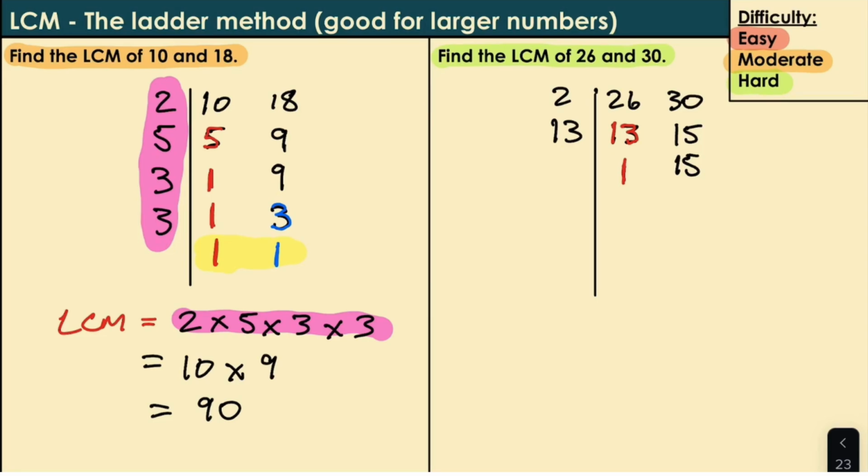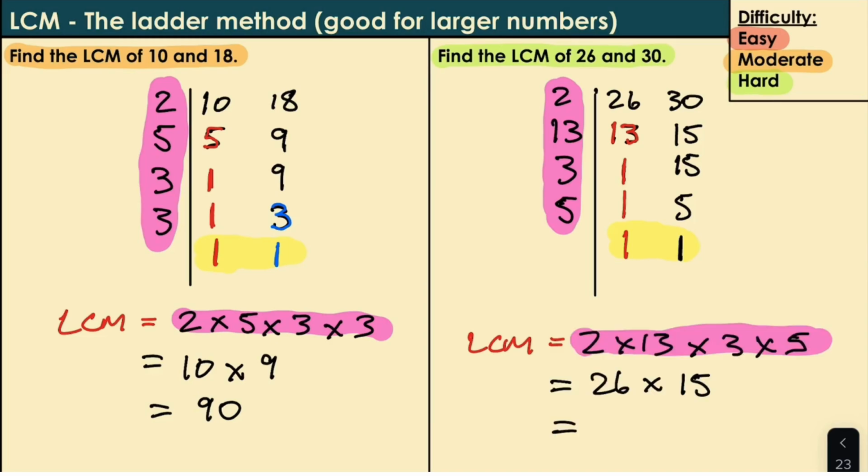Now 15 divided by 3 is 5. The 1 continues down. And lastly, our 5 divided by 5 is 1. And the 1 continues down. And we are at our last line where we have our 1s, so we are finished. And we need to multiply the prime factors down the left-hand side. So, our LCM equals, and we multiply those together and we get 390. You guys would simply do long multiplication. And that is a wrap.